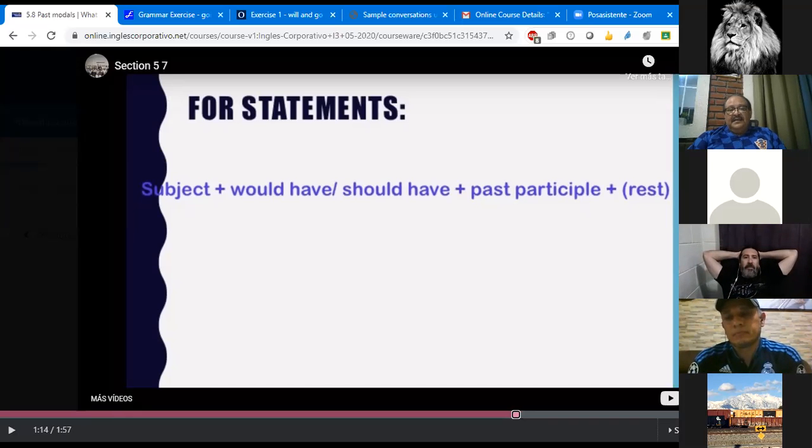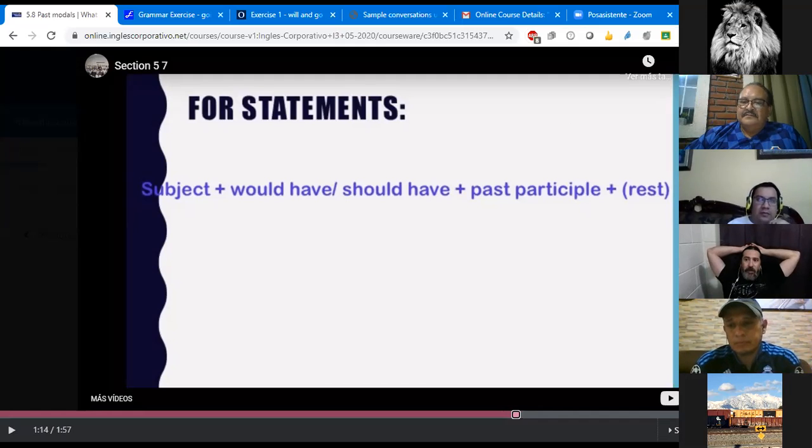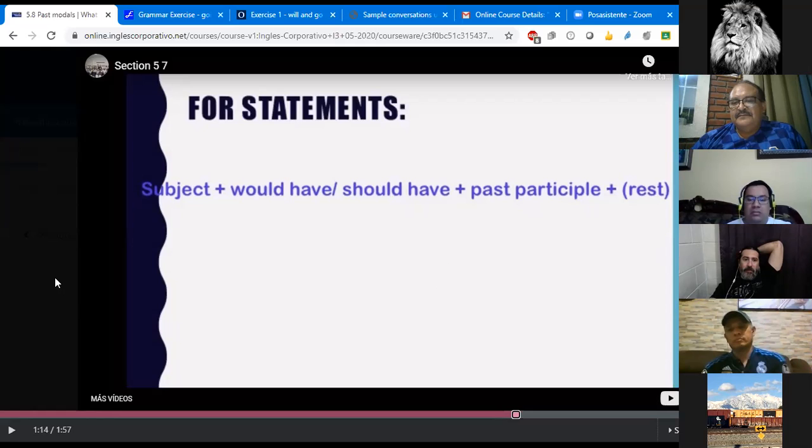It could be negative. I wouldn't have studied medicine. I should have studied something else. It can be affirmative or negative. Think about one, using only would. Are you ready? For example, I would have taken the other way, so you took the wrong way. I would have taken the test on time.